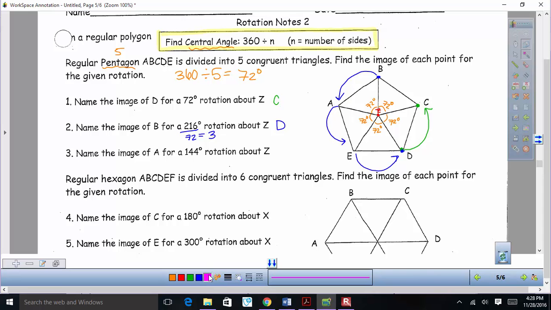So let's try number 3. So it says name the image of A. So we're going to start at A for a 144-degree rotation. So I'm going to take that, divide it by 72 to see how many hops I need. And that gives me 2. So from there, I'm going to rotate counterclockwise twice. So I'm going to make 2 hops. 1 and 2. So this is actually going to land me on D again. Okay.